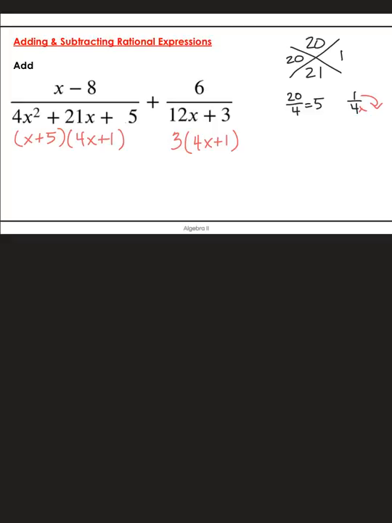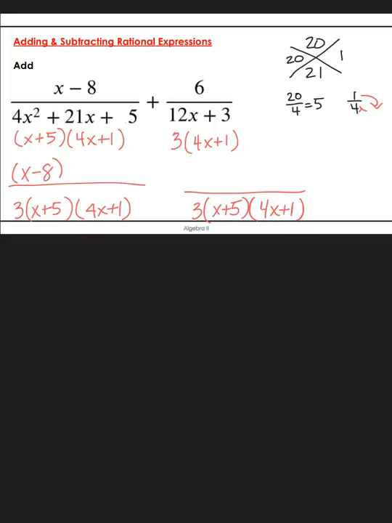So my leading coefficients in both of them is a 3. So I'm going to have 3. And then I have an (x + 5) here and a (4x + 1). So it's going to be 3 times (x + 5) times (4x + 1). So that's my denominator. Okay. My numerator on the left already has (x - 8). Notice that I put that in parentheses because I want to make sure that I know that that was already there. And then I have a 6.